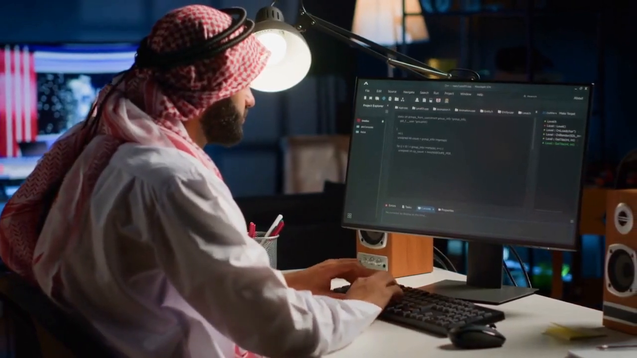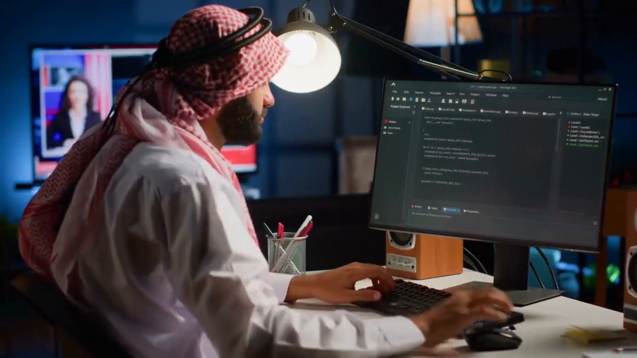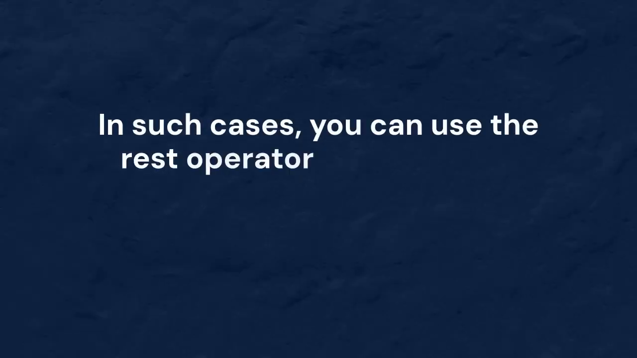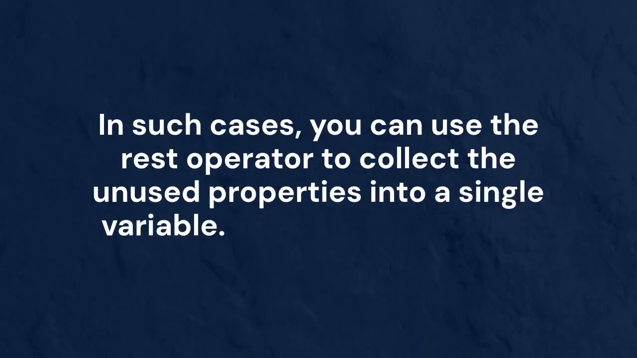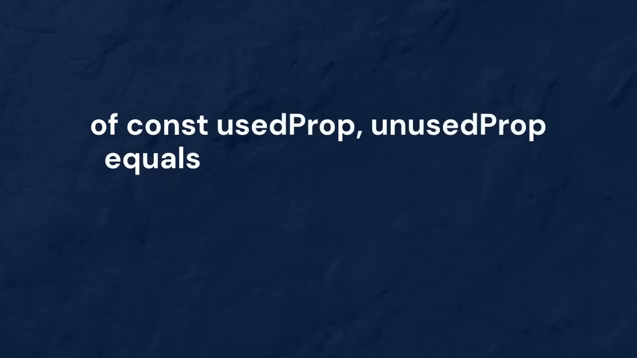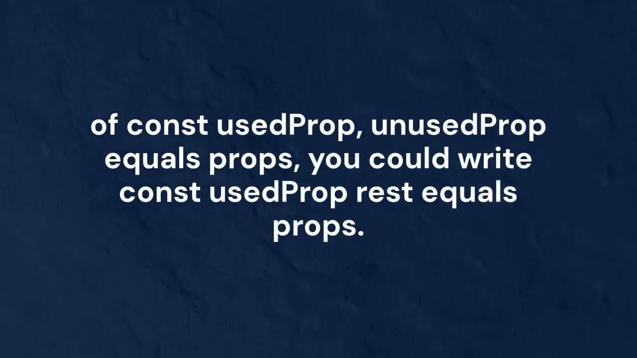Sometimes, you might be importing a component or function that requires you to destructure a property, even if you don't need all of them. In such cases, you can use the rest operator to collect the unused properties into a single variable. For example, instead of const { useProp, usedProp } = props, you could write const { useProp, ...rest } = props.